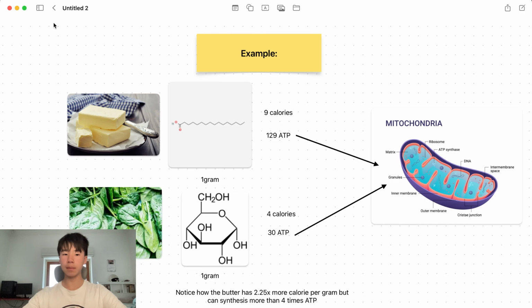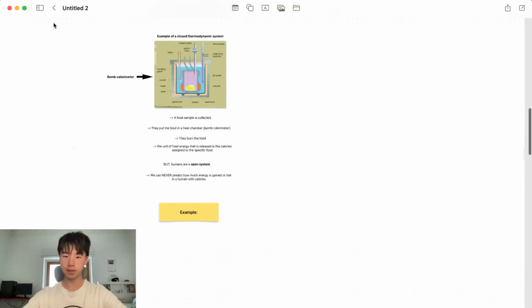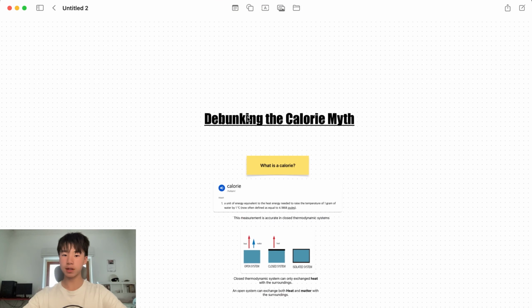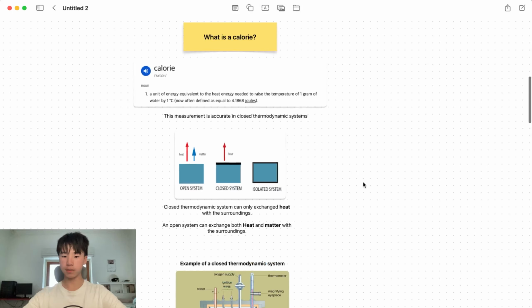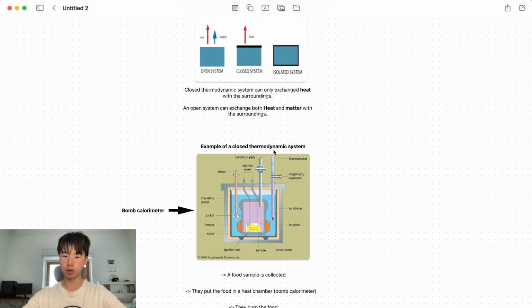I could just keep yapping about this, but I think this is a good place to end it. So basically, calories don't matter to humans because we act differently from a bomb calorimeter.